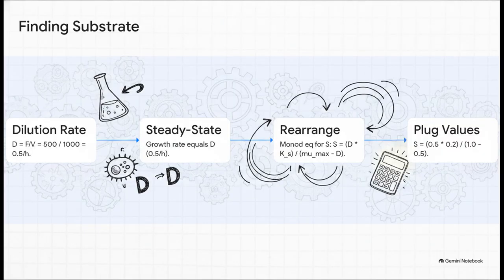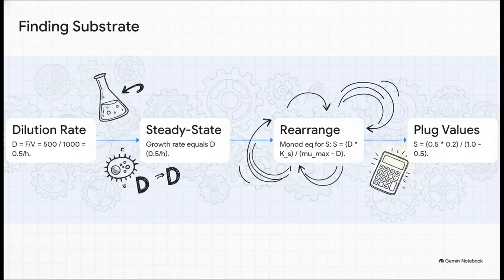All right, let's break this down step by step. First up, we find our dilution rate, D. Flow over volume means 500 divided by 1,000, which gives us a dilution rate of 0.5. Second, we apply our golden rule of steady state. Mu equals D, so we know our cells are growing at a rate of 0.5. Third, we take that original Monod equation and we algebraically rearrange it to isolate our unknown S.